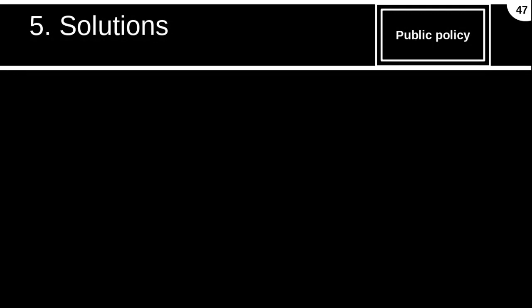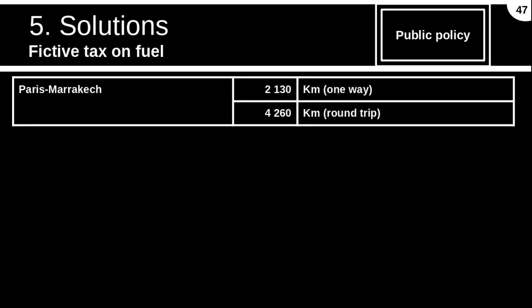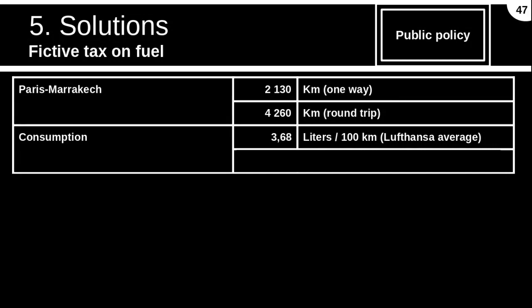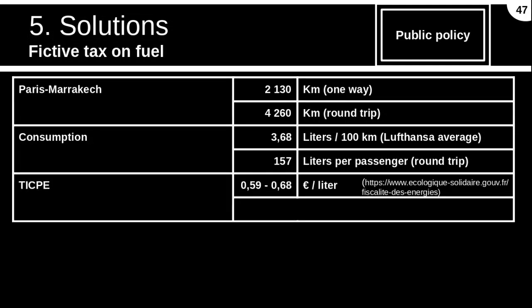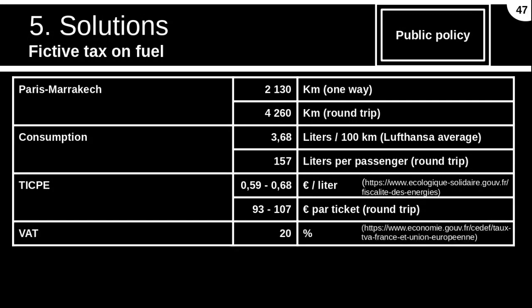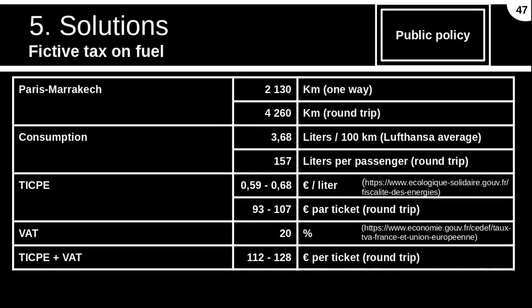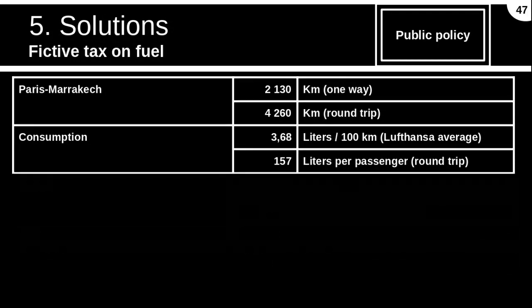This slide is about a fictive tax on fuel for a flight from Paris to Marrakech. From the kilometers and the average fuel consumption of the Lufthansa airline, you get liters per passenger for the round trip. Using the French tax rates for unleaded petrol and diesel fuel, it would be about €100 per flight. Then, adding 20% for VAT, you get about €120. It's a fictive case because international aviation fuel is usually exempt from both.